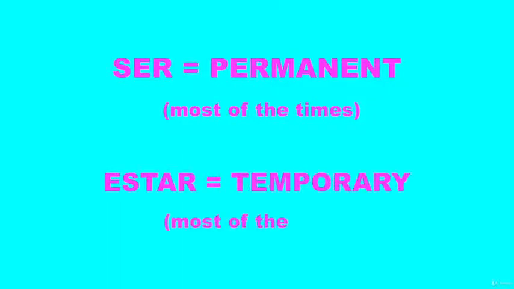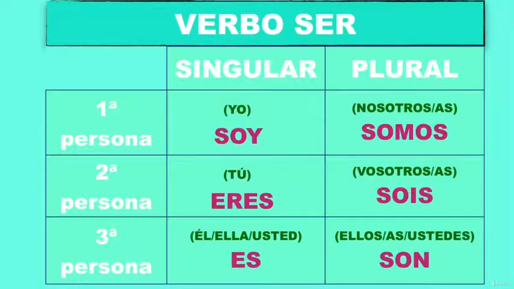A tip that might be helpful is that ser means a permanent condition and estar means a temporary condition. Let's see how to conjugate those verbs and how we can use each one of them. First, verbo ser.